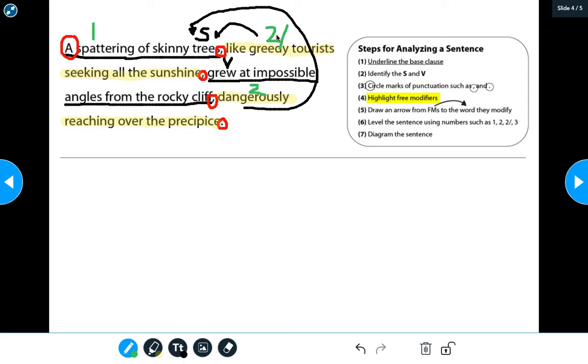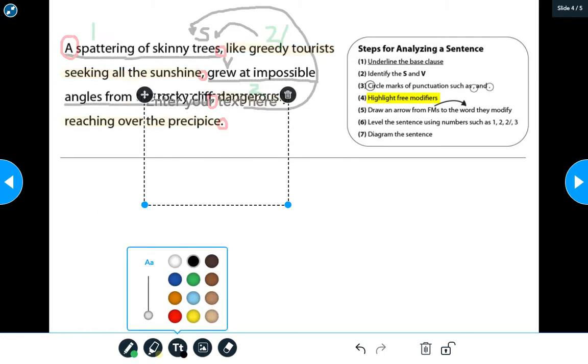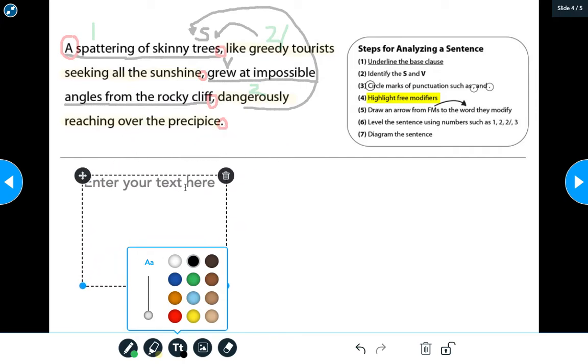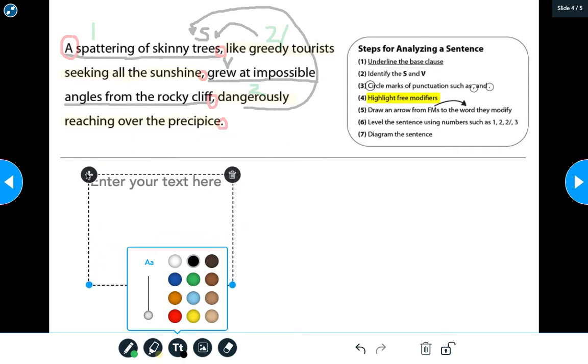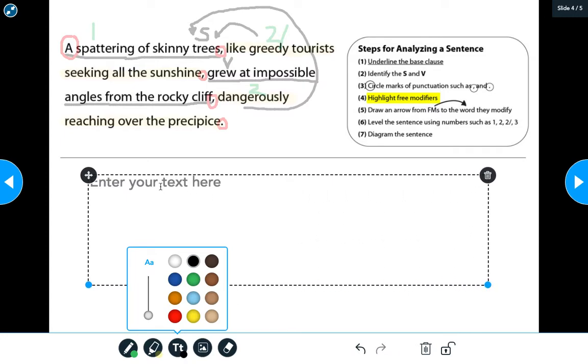We've got a medial position free modifier. We've got a final position free modifier. And you'll notice because the pattern for this starts with the base clause, there's nothing that comes before it. So there is no initial position free modifier in this sentence. We've got a medial and we have a final as well. And here's where the diagramming gets tricky. So it's a little bit different.